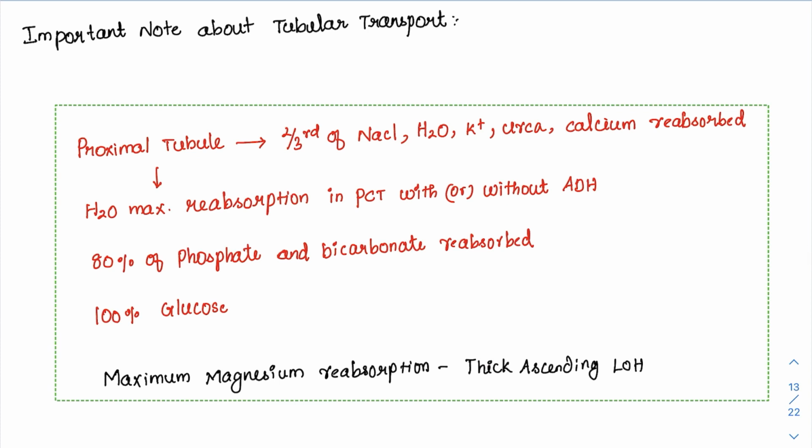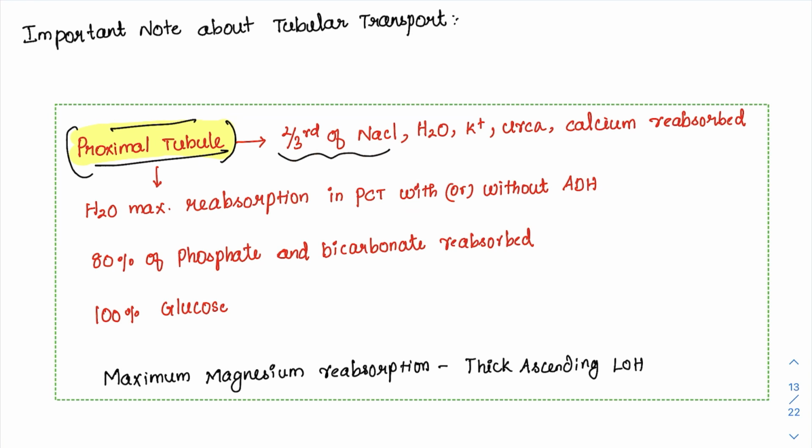Now coming to some important notes of the tubular transport. Before going into the substances of tubular transport, there are several important notes that we should remember as a fact. These are very much important facts. So first coming to the most important segment, proximal tubule. Maximum reabsorption of many substances takes place in the proximal tubule only. So let's see what all substances are being reabsorbed here. 2/3 of sodium chloride, then water, potassium, urea, calcium. All of them are maximally reabsorbed here.